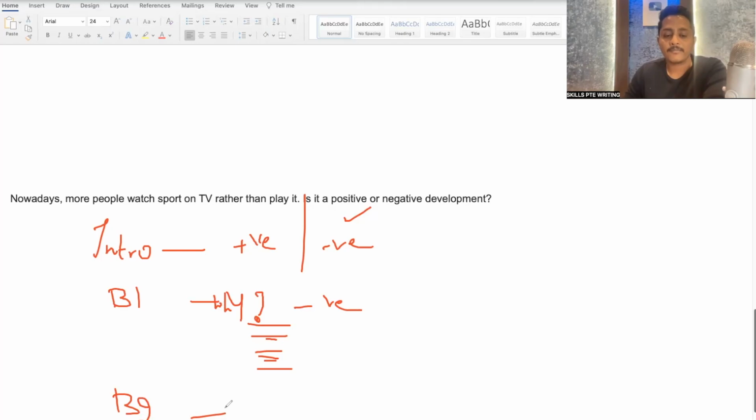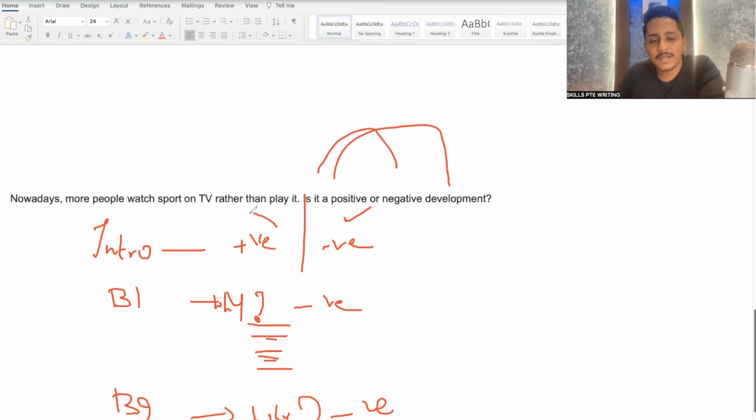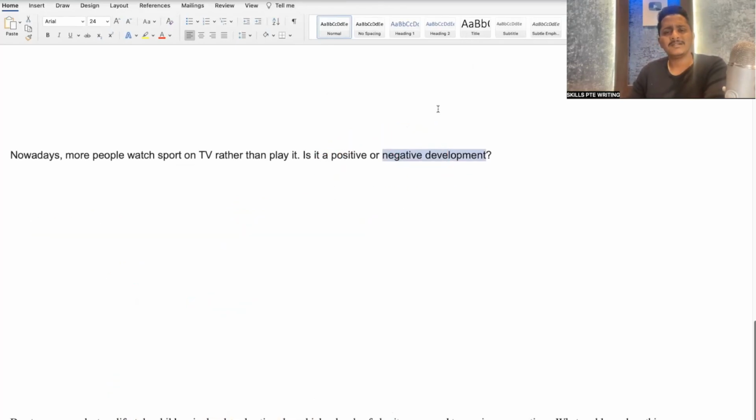Body 2, why you think it is negative development. You don't have to say agree or disagree, positive or negative. Here if you say positive development in the intro, body 1 also positive development, body 2 also positive development. There is no question of negative development in the entire essay. On the other hand, if you choose negative development in the intro, then body 1 also negative development, body 2 also negative development. Is everyone getting it?